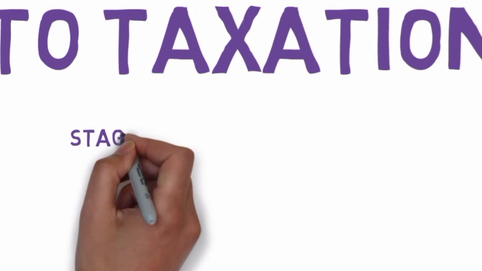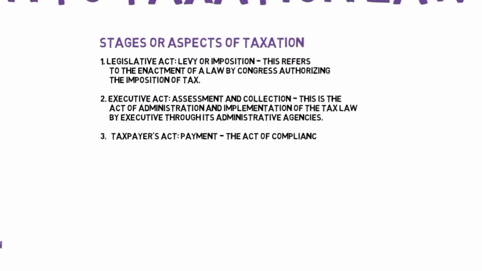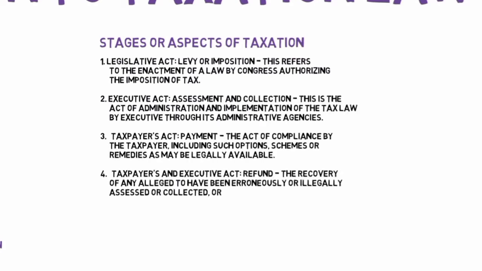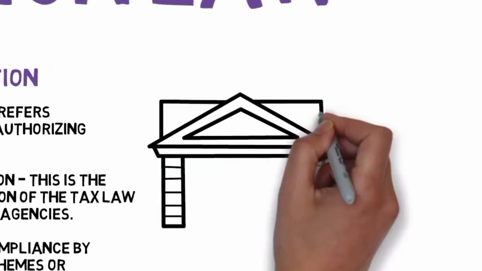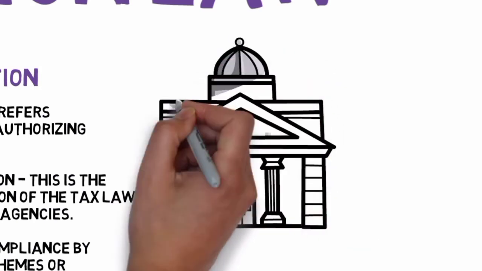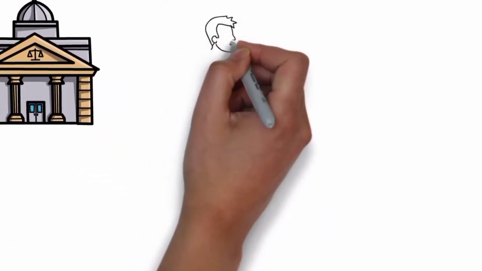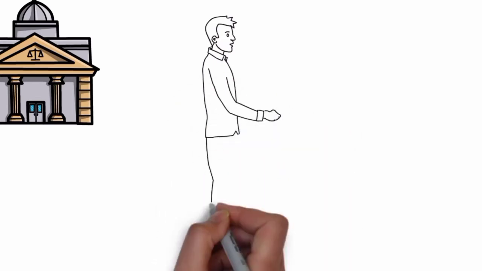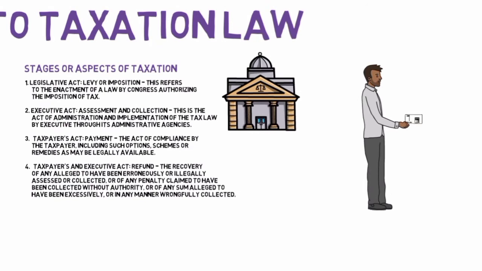Stages or aspects of taxation. 1. Legislative act. Levy or imposition. This refers to the enactment of a law by Congress authorizing the imposition of tax. 2. Executive act. Assessment and collection. This is the act of administration and implementation of the tax law by the executive through its administrative agencies. 3. Taxpayer's act. Payment, the act of compliance by the taxpayer, including such options, schemes or remedies as may be legally available. 4. Taxpayer's and Executive act.